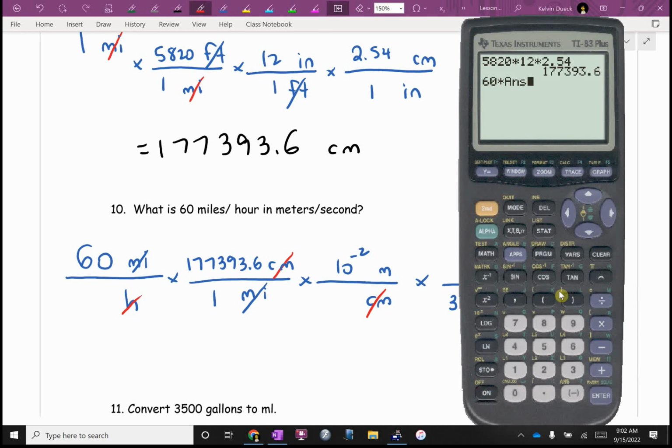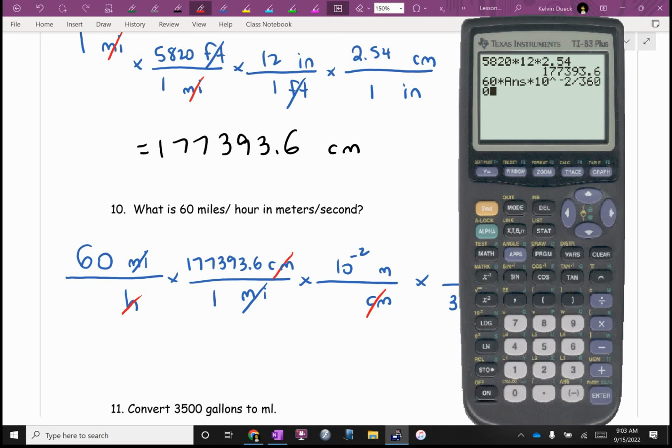Huge time saver, especially when we're doing really long calculations. We'll use that very often. And then I guess times 10 to the power of negative 2 divided by 3,600. Now, I've done this so much, I have a little clever trick. I know that going from miles per hour to meters per second, it's roughly divide by 2 and a bit less. So without hitting equals, I'm guessing you're looking at a 26 or a 27 or a 28 point something.